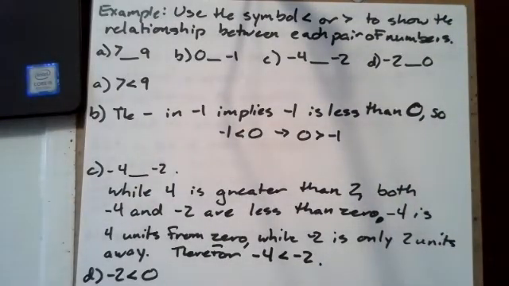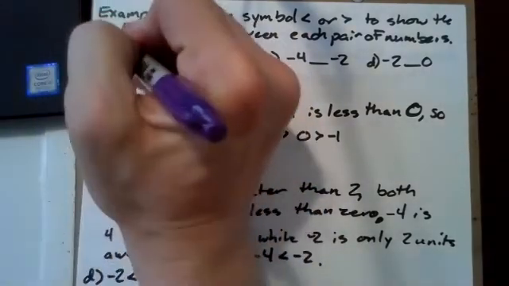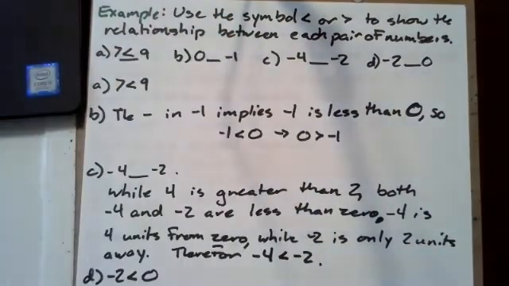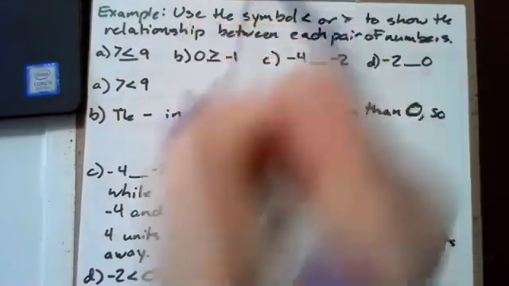In this example, we'll use these symbols, less than and greater than, to show the relationship between each pair of numbers. First, we've got 7 and 9. If I write those on a number line, 7 will be to the left of 9. So I use a less than sign to show that 7 is less than 9. Next, we have 0 and -1. If I put those on a number line, -1 comes before 0. It's to the left of 0. So 0 is greater than -1.